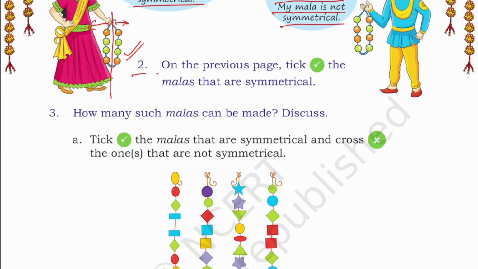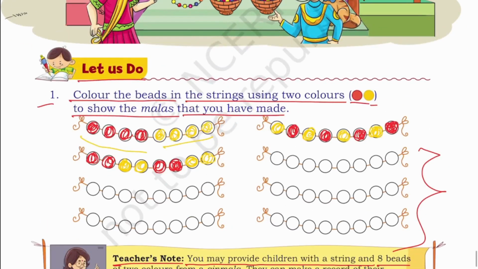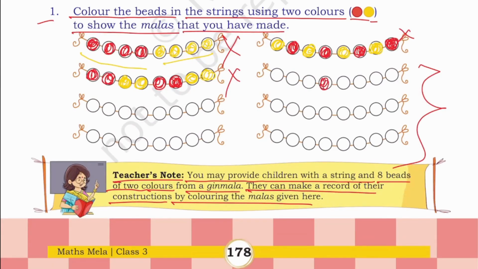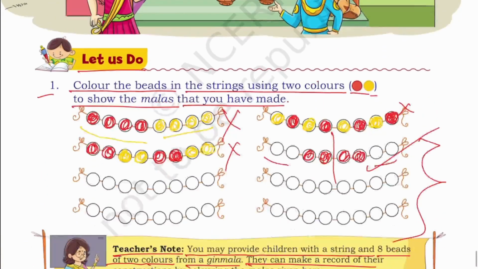2. On the previous page, tick the malas that are symmetrical. You can put a correct sign for the malas that are symmetrical. No malas here are symmetrical. Here yellow and here red, so no malas here are symmetrical. Not here, not here, not here. If the things are like this, red, red, yellow, red, red, yellow, yellow, and these two are yellow, yellow, then this could be symmetrical.